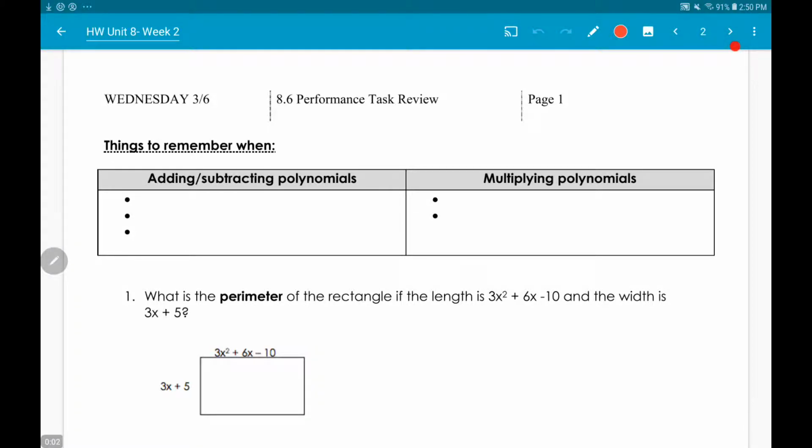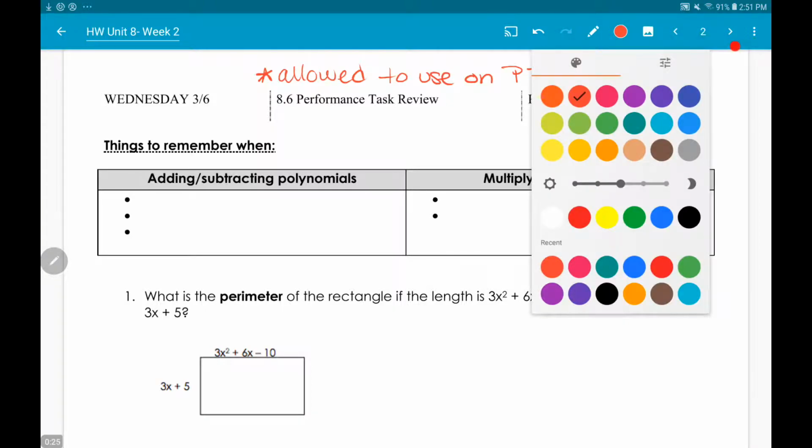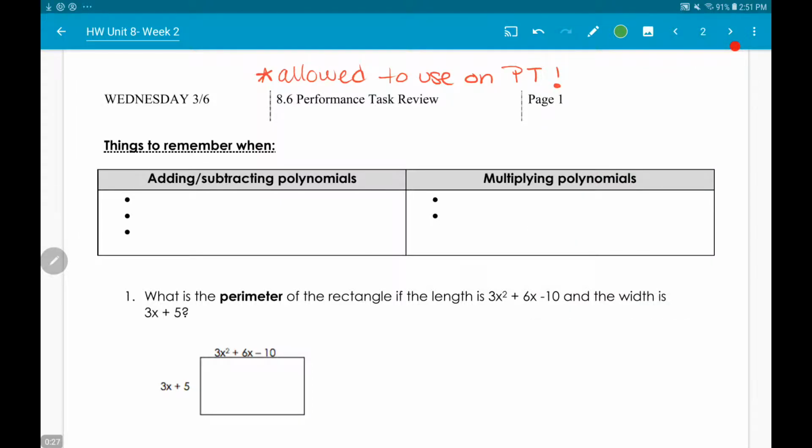Hi guys, so this video is a review of adding, subtracting, and multiplying polynomials. It is super important to have this done before your performance task on Wednesday, that you will be allowed to use this for your performance task. So you definitely want to have this done before that. So, let's quickly review things to remember when adding and subtracting polynomials.